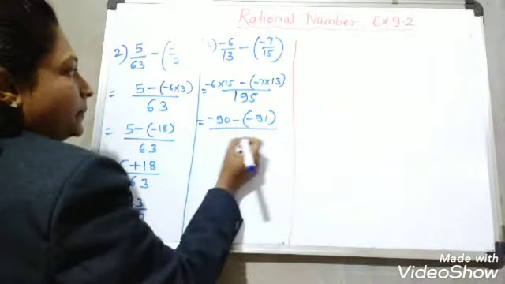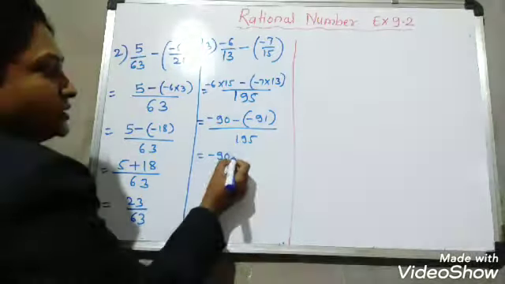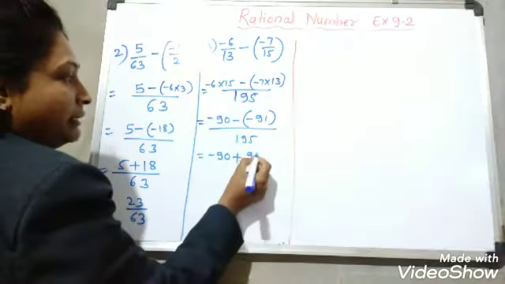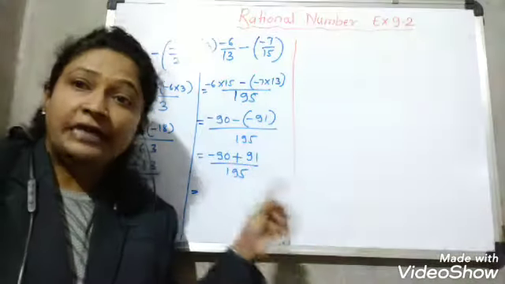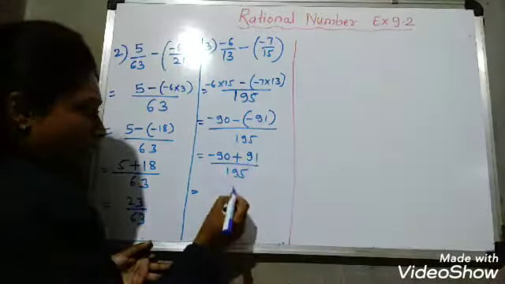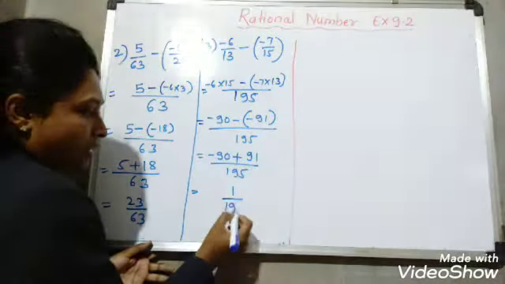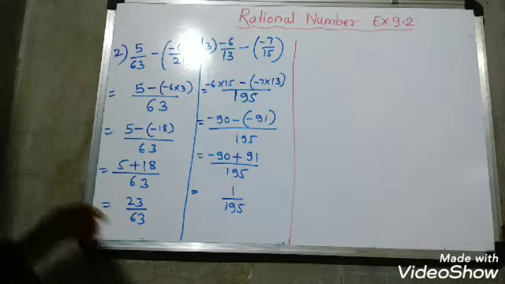Okay, 91 upon 195. So here minus 90, and the outer bracket has a minus sign, so the inside sign will change, and it becomes minus 91 upon 195. So here see, the signs of the two numbers are different, so we have to do the subtraction. So 91 minus 90, with the bigger number's sign, upon 195. So the answer is 1 upon 195. Okay students, understand?